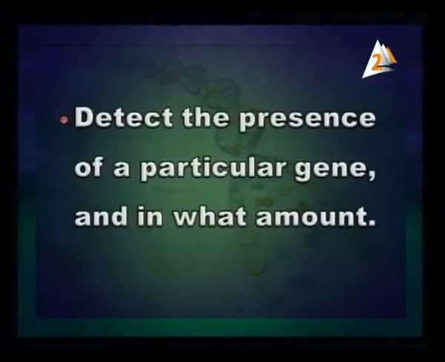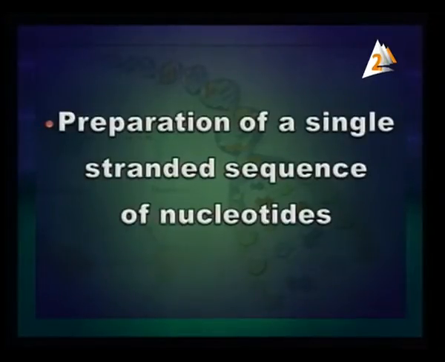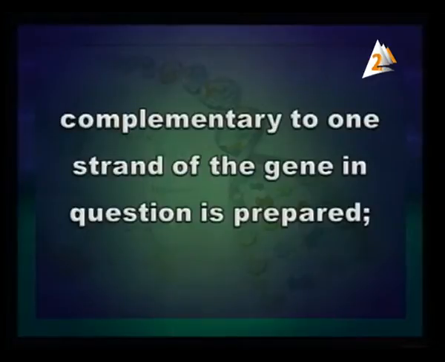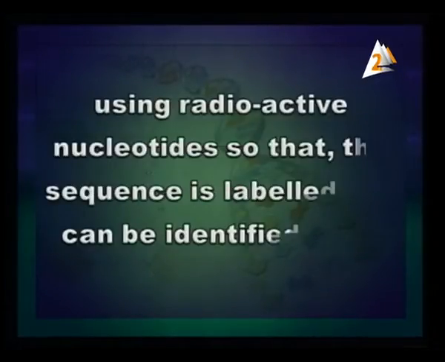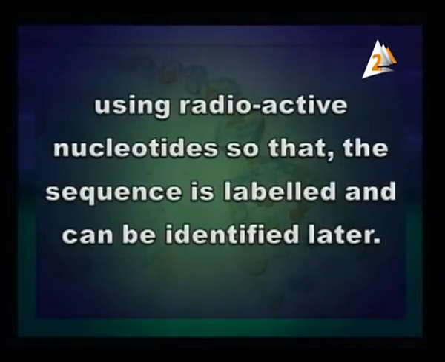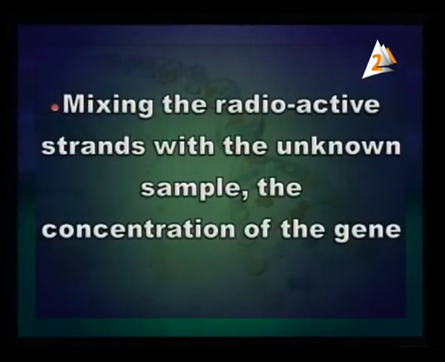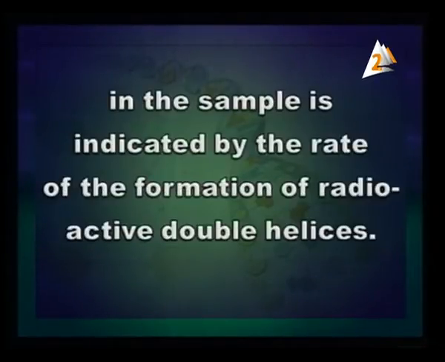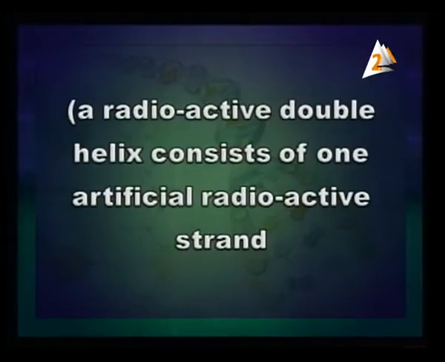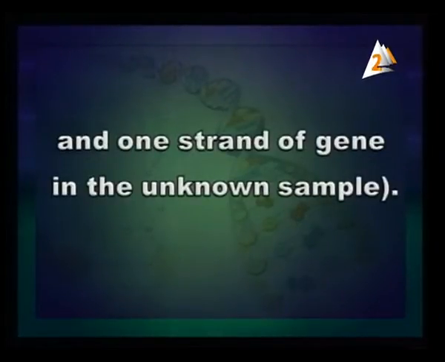Detect the presence of a particular gene, and in what amount. A single-stranded sequence of nucleotides complementary to one strand of the gene in question is prepared using radioactive nucleotides so that the sequence is labeled and can be identified later. Mixing the radioactive strand with the unknown sample, the concentration of the gene in the sample is indicated by the rate of formation of radioactive double helix. A radioactive double helix consists of one artificial radioactive strand and one strand of the gene in the unknown sample.